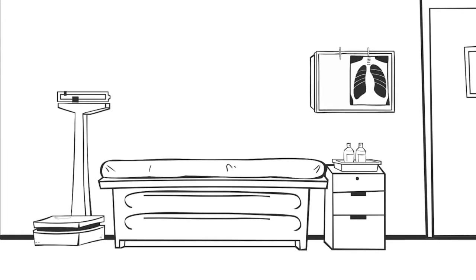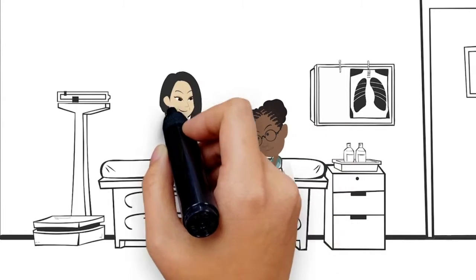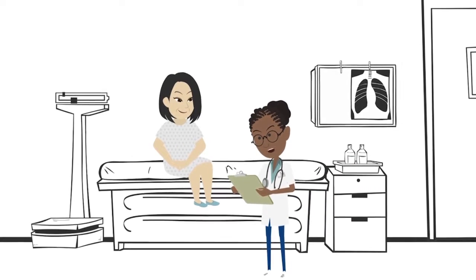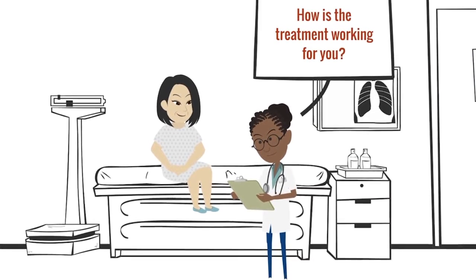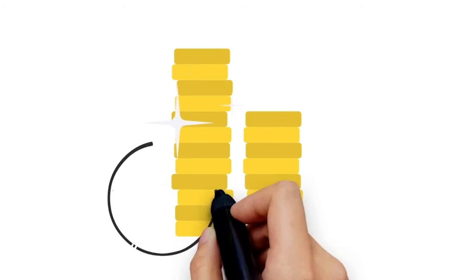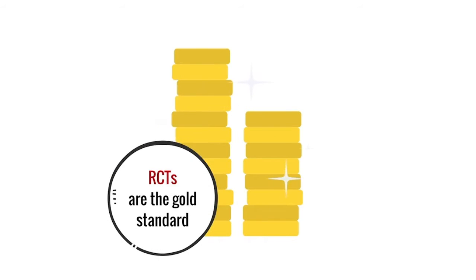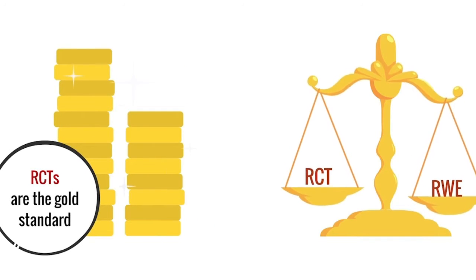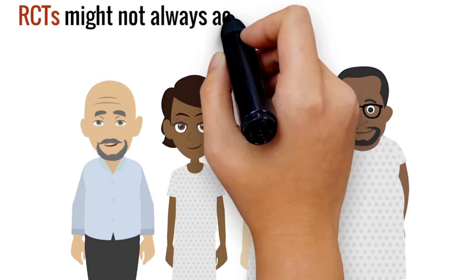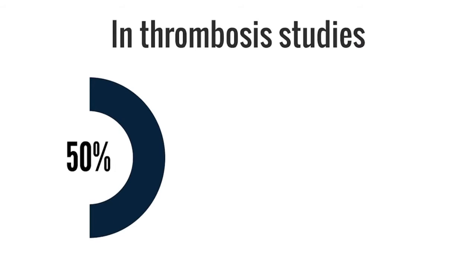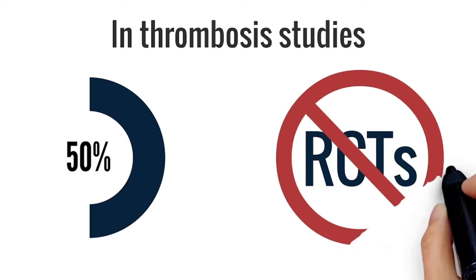In medicine, real-world evidence, or RWE, refers to evidence derived from the use and analysis of real-world data, or RWD, which are data obtained outside the context of randomized controlled trials, or RCTs. While RCTs are the gold standard for assessing the efficacy of new therapies, the importance of RWE in medicine has been increasing, with the growing recognition that RCTs might not always accurately reflect the general medical patient population. In fact, in thrombosis studies, up to half of real-world patients are not represented by RCTs.